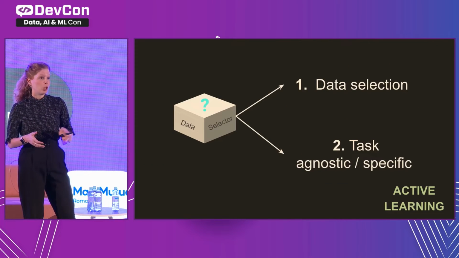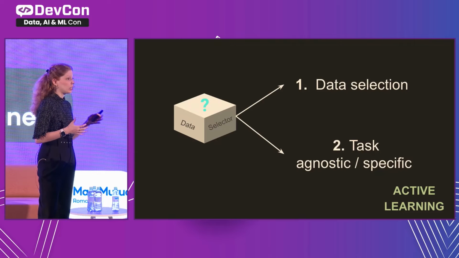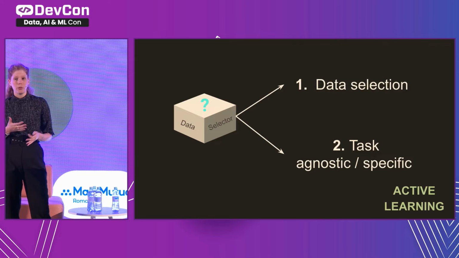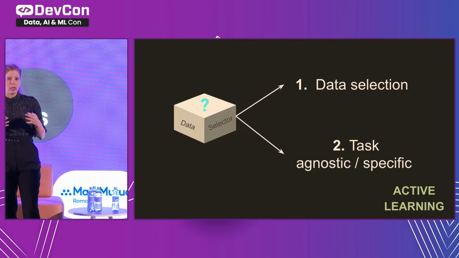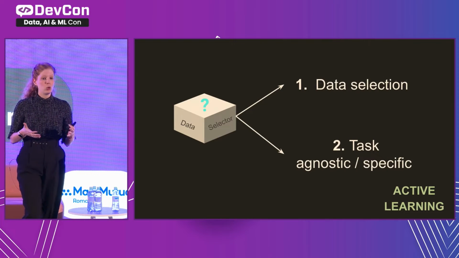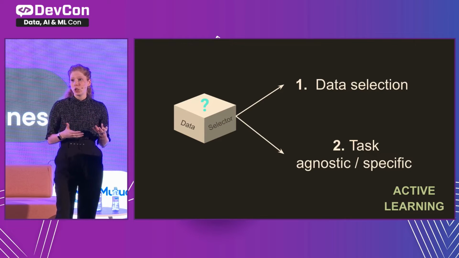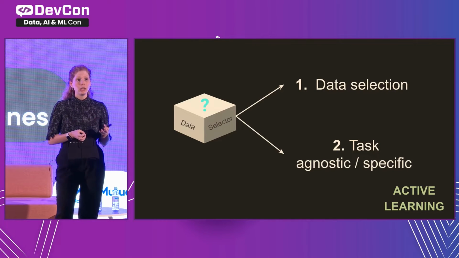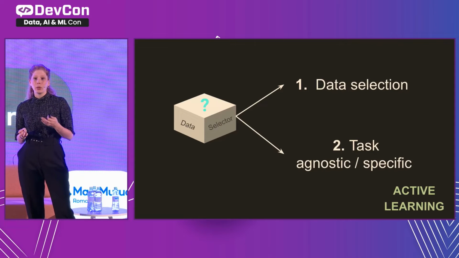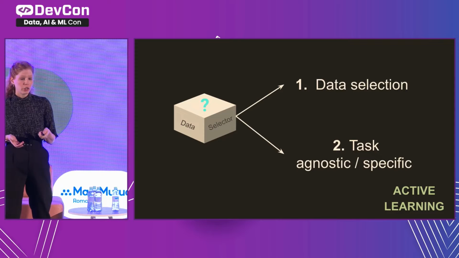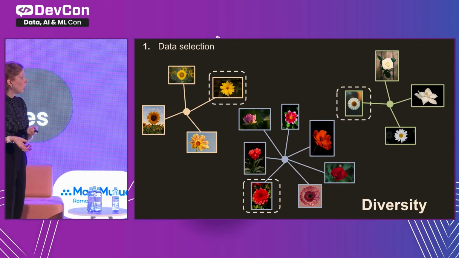When I started this project, I spent 2 or 3 weeks reading more and more papers and articles regarding active learning, and I found out that I can divide all the methods that I read into 2 complementary categories. The first one talks about data selection, how I can select the data, and the second one talks about whether the method that I choose is task agnostic or task specific. Let's start with the data selection.